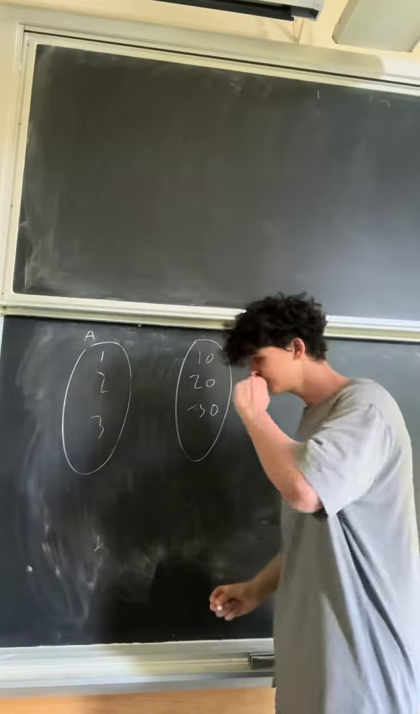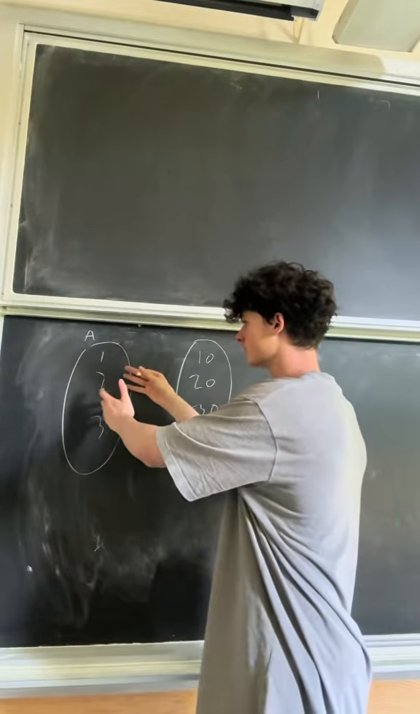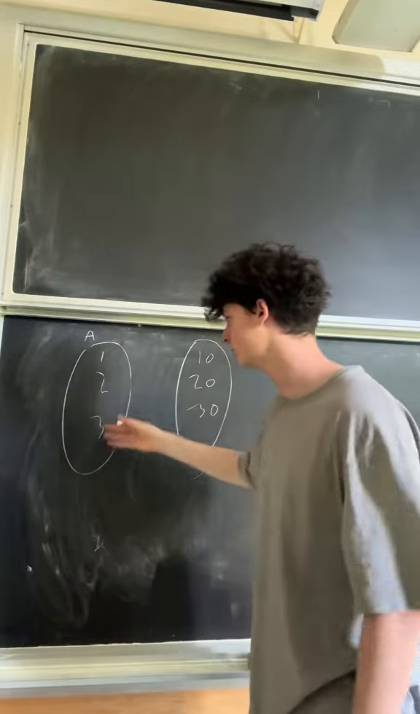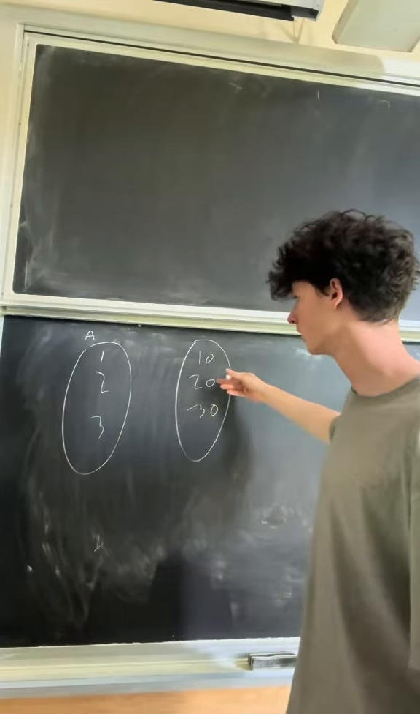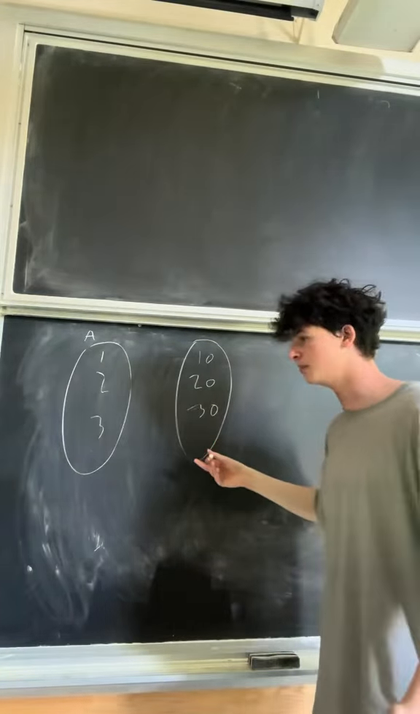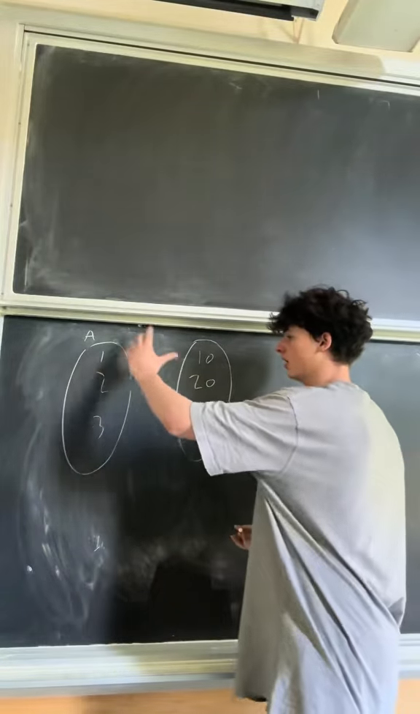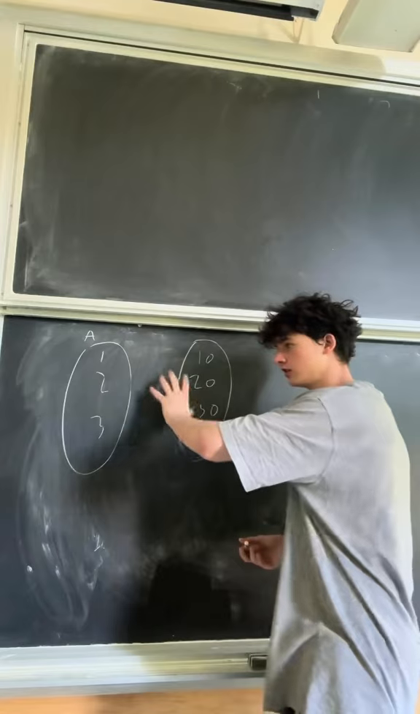So what a function does is it takes elements from this input, from the domain, and maps it to the codomain or the range. So you probably heard domain and range before. And basically that's what it is. Domain is everything that lives inside the input, and range is everything that lives in the output.